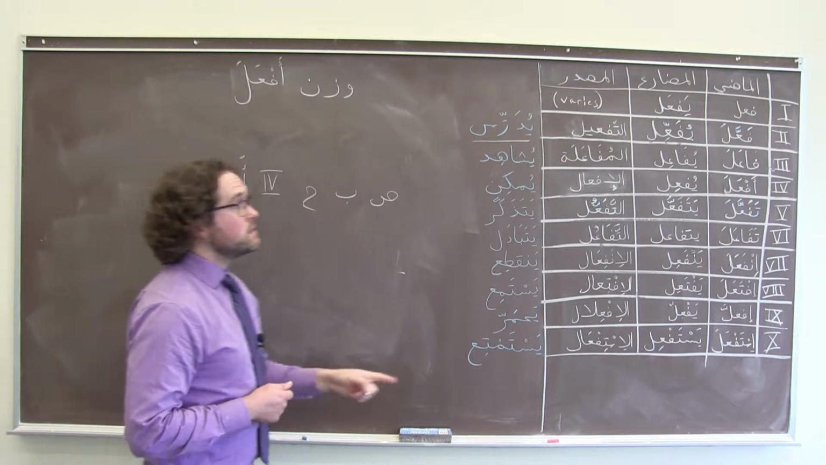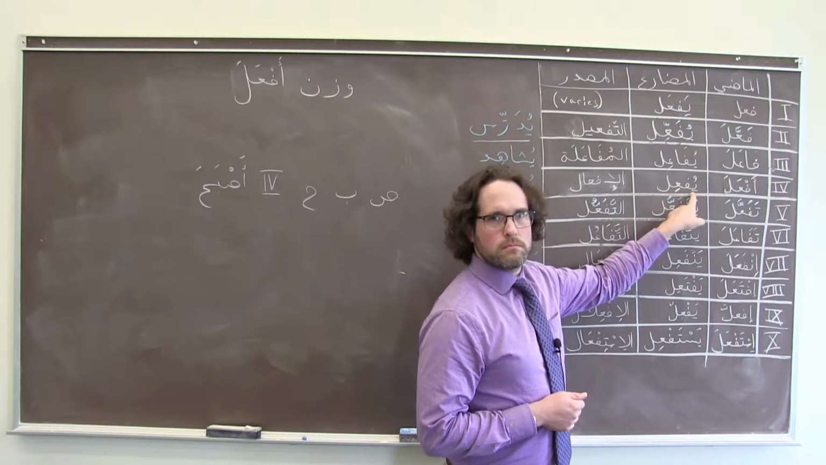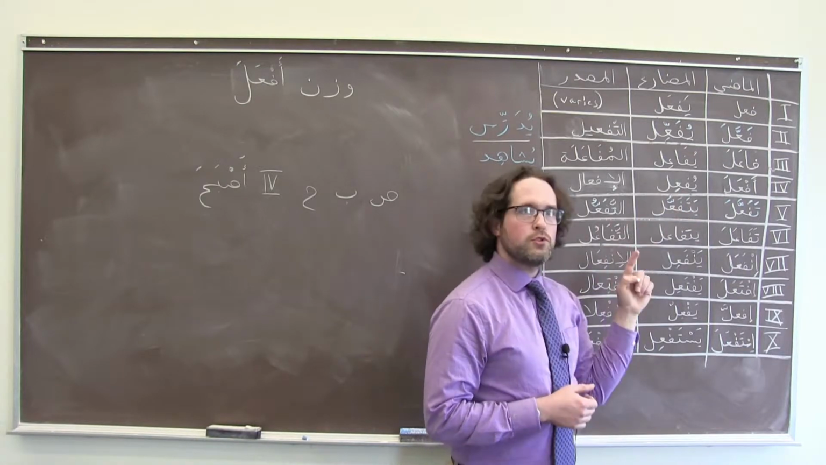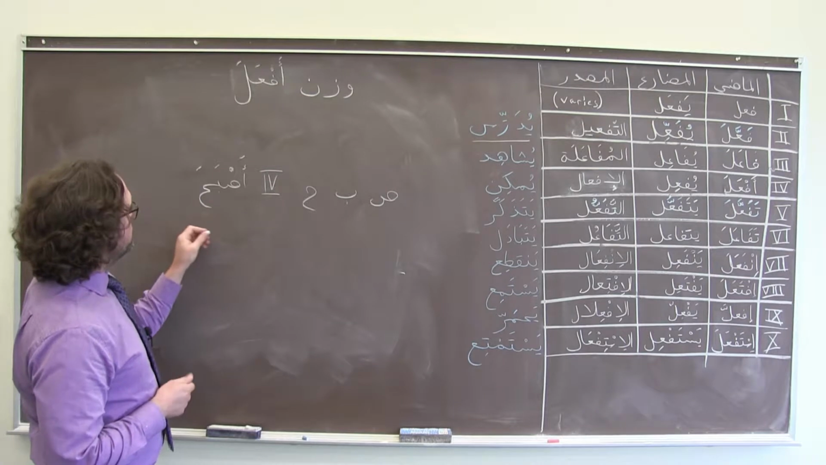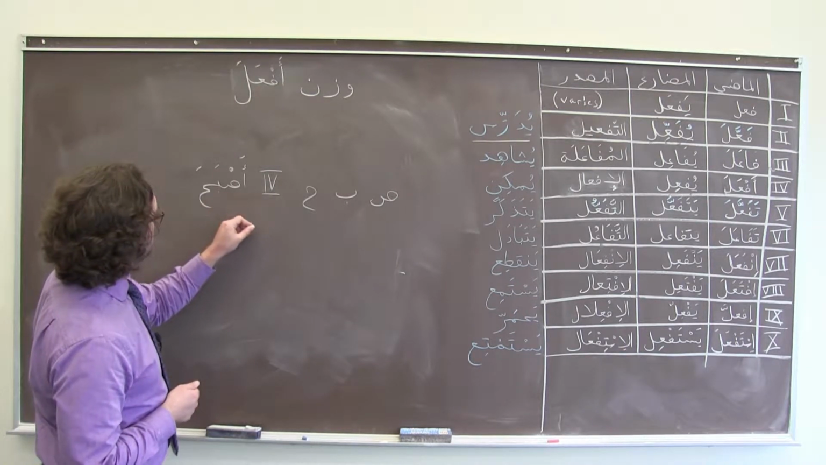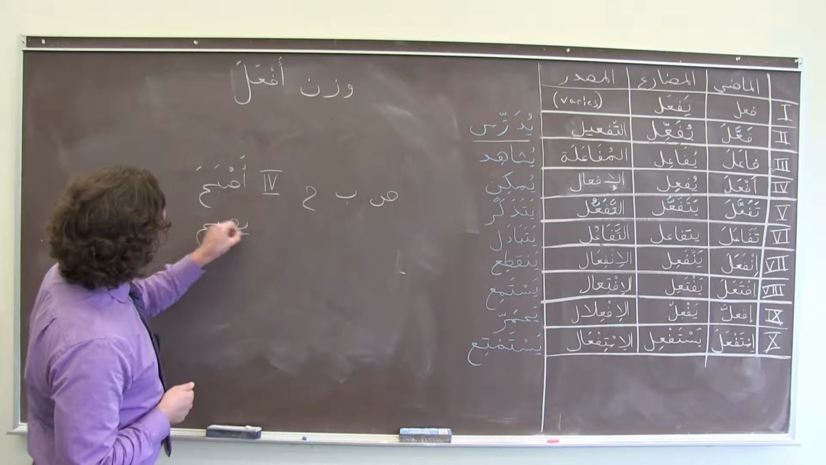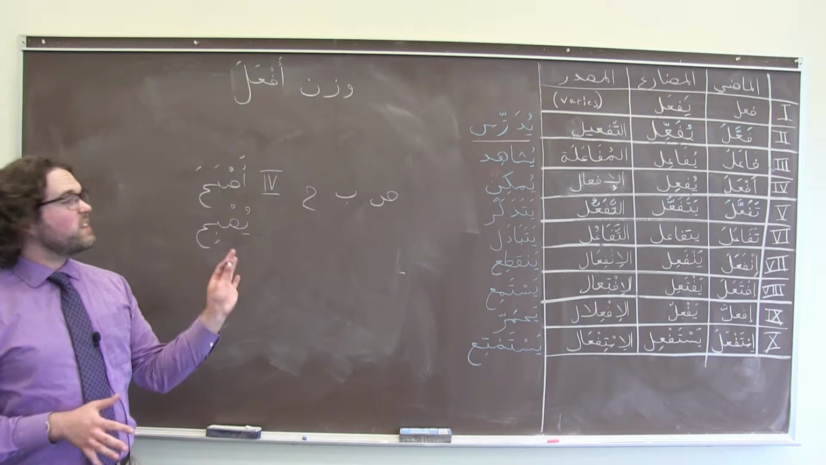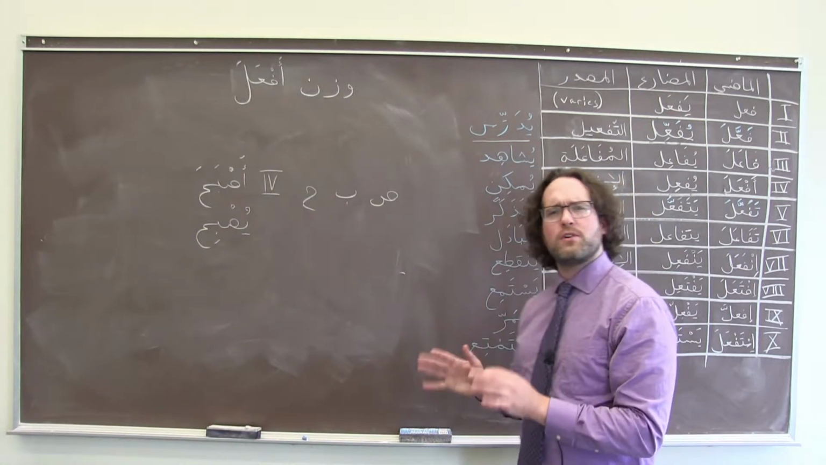And then in the present tense, we add a dhamma to that first letter that's helping us conjugate, and then a kasra to the middle letter of the root. So asbaha, he became. In the present tense, yusbih. Remember that like all the other derived forms, 2 through 10, this pattern is very, very regular.